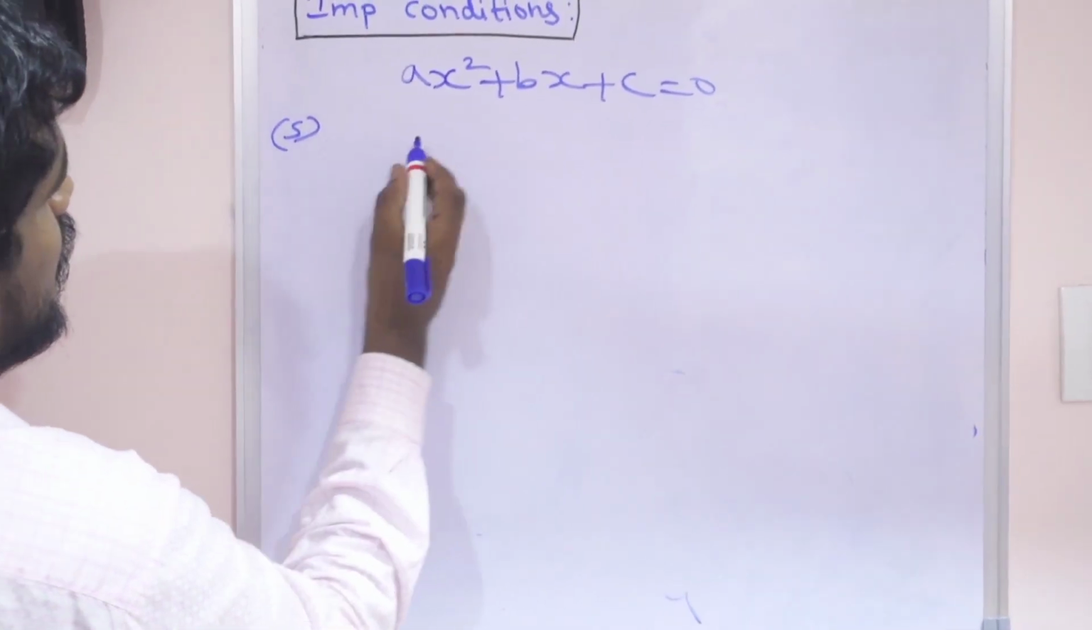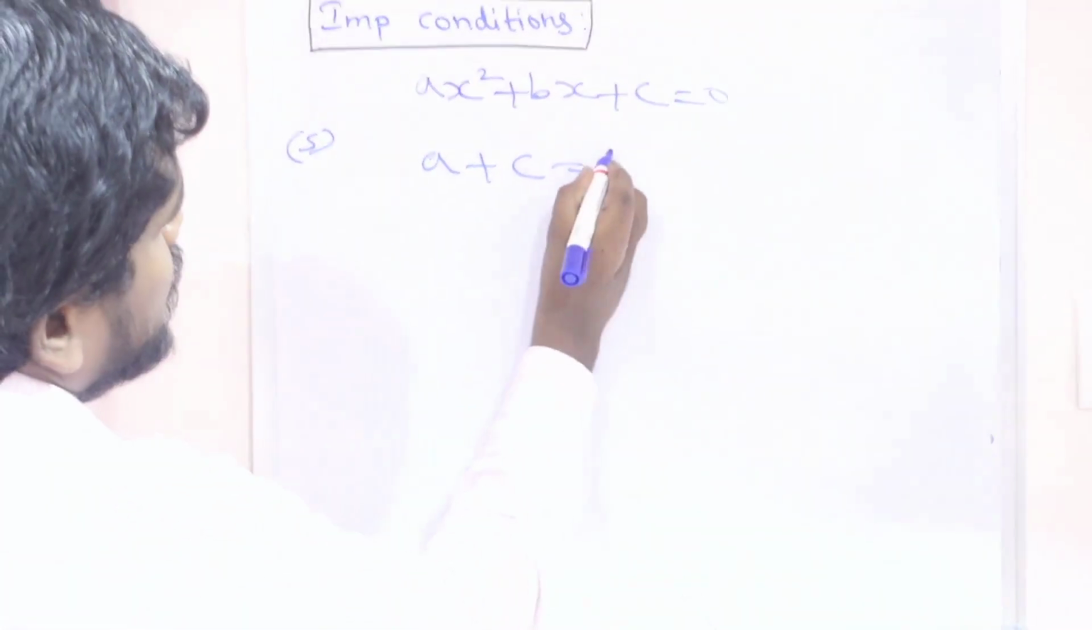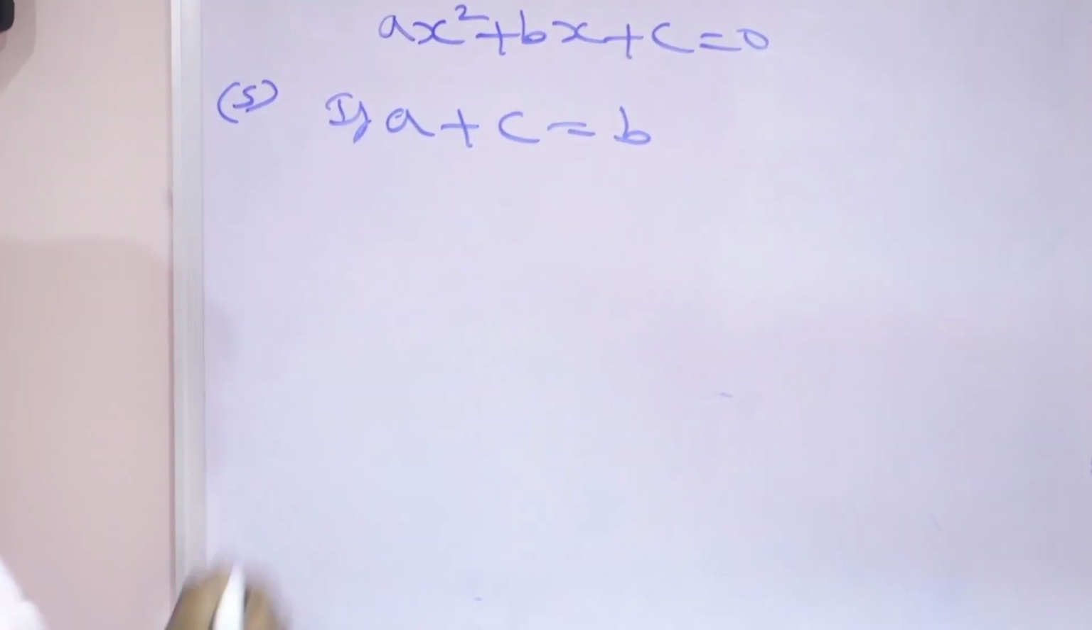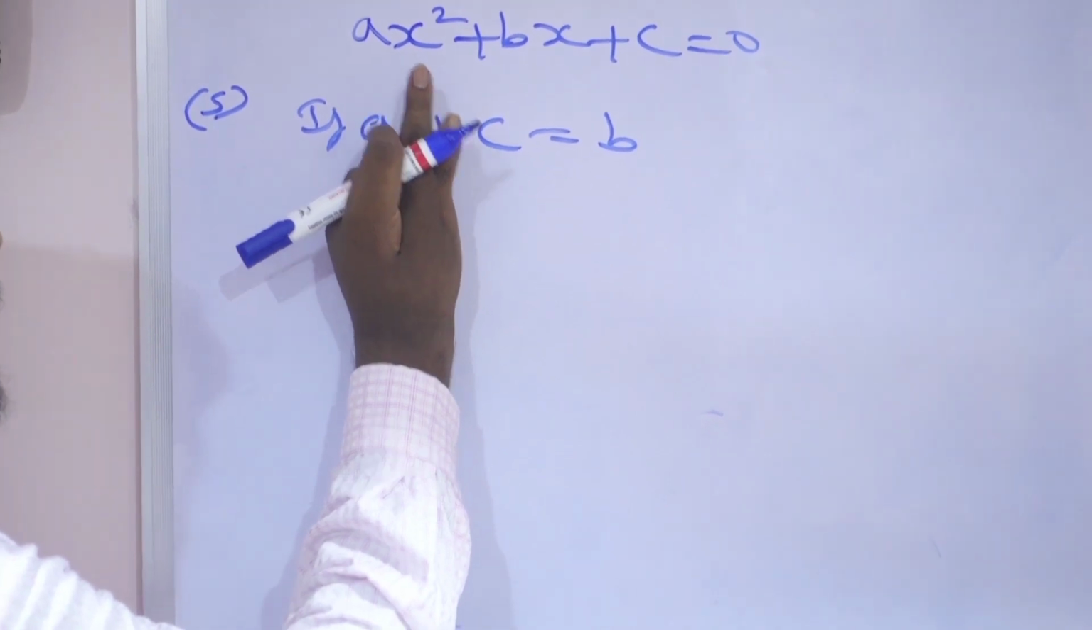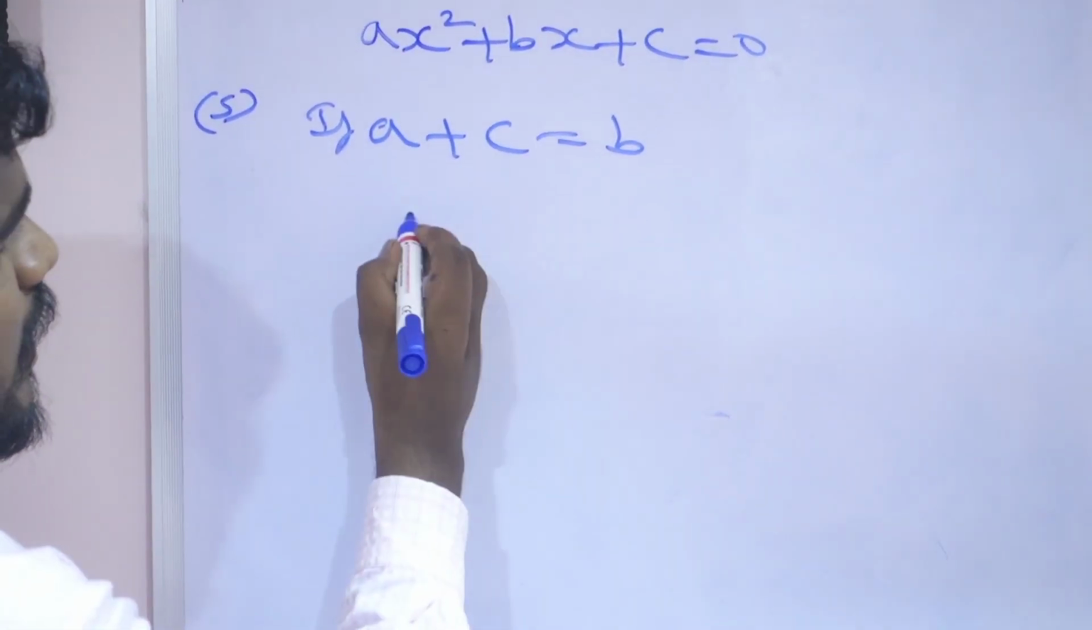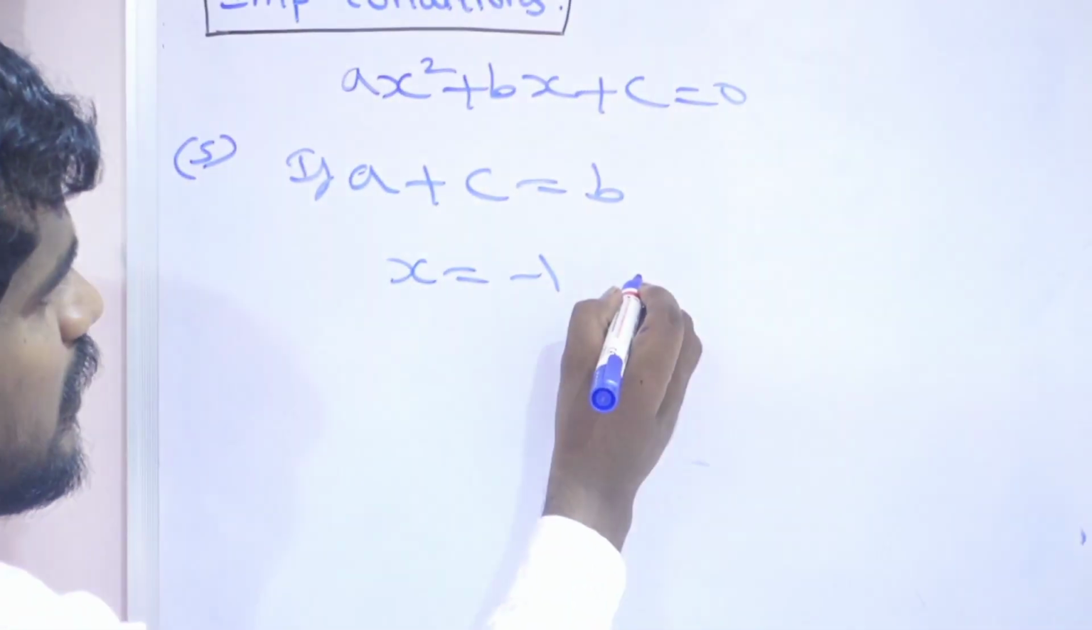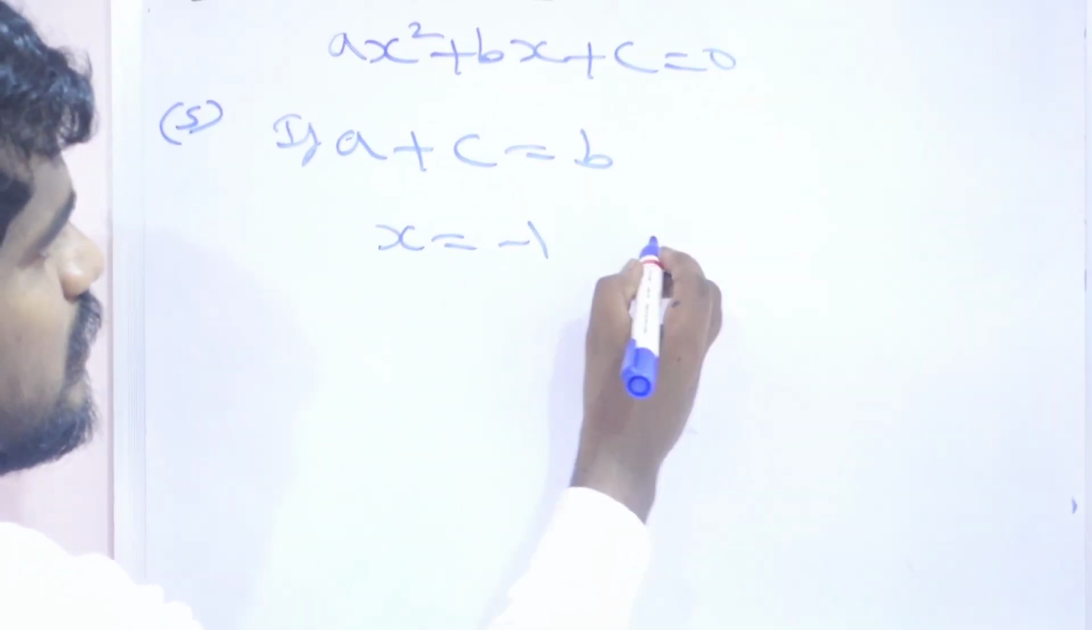Fifth case, A plus C is equal to B. If A plus C is equal to B, then substitute x equal to -1 here. If we substitute x equal to -1 here, we will get A plus C is equal to B. It means x is equal to -1 and this is one root. Then how to find the other root?